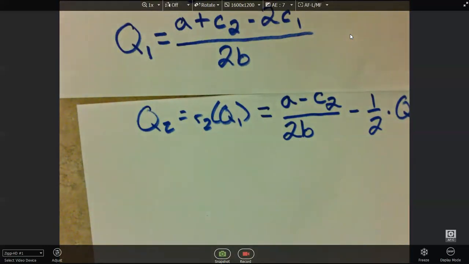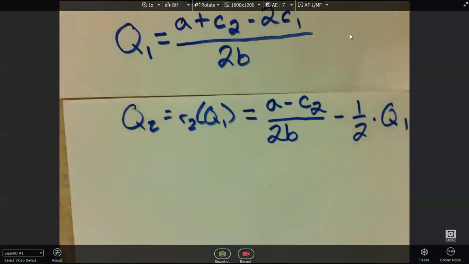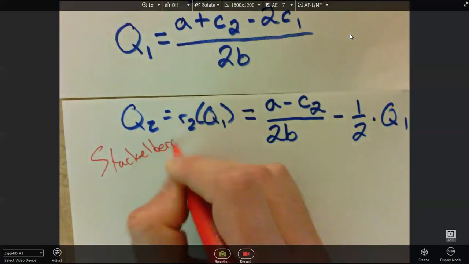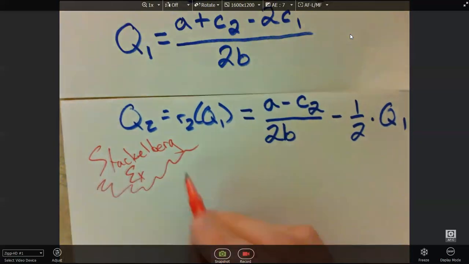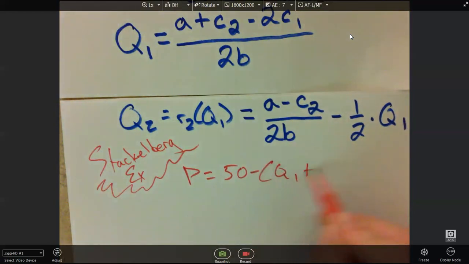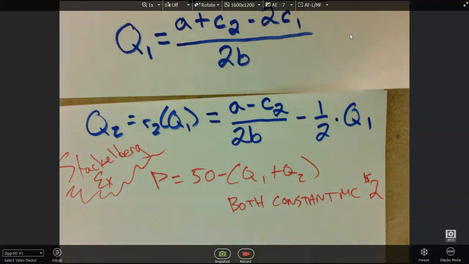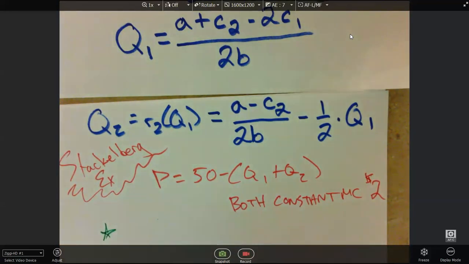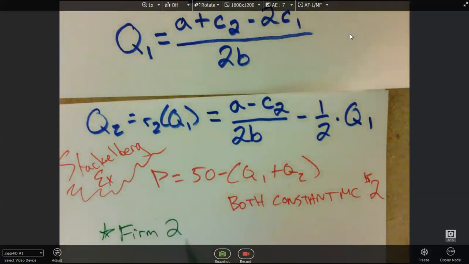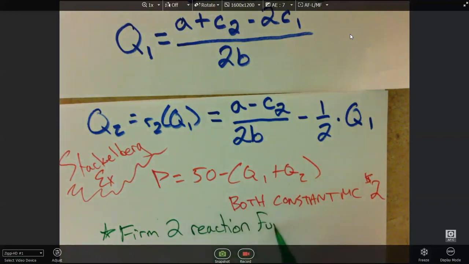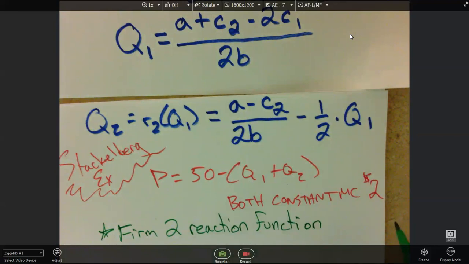So let's go ahead and do a problem. Let's do an example. What if we have P equals 50 minus Q1 plus Q2, and the firms both have a constant marginal cost of 2. So we've got 3 tables. We'll all just work on it. What's firm 2's reaction function? Go ahead and figure that out in the next minute or so.